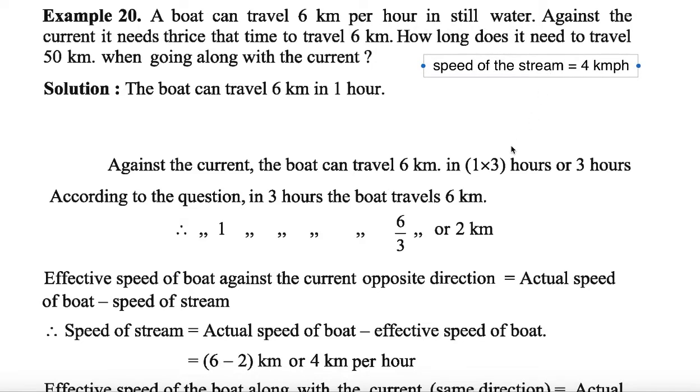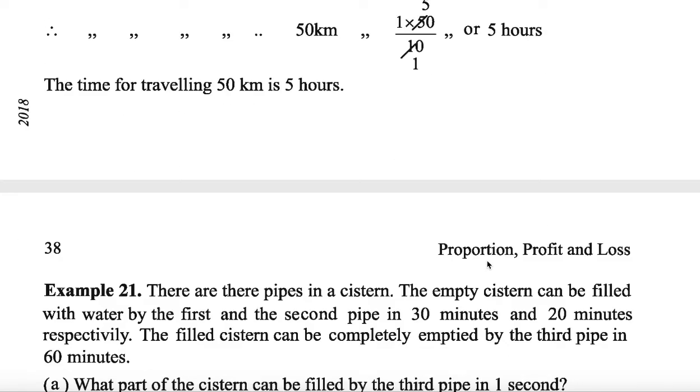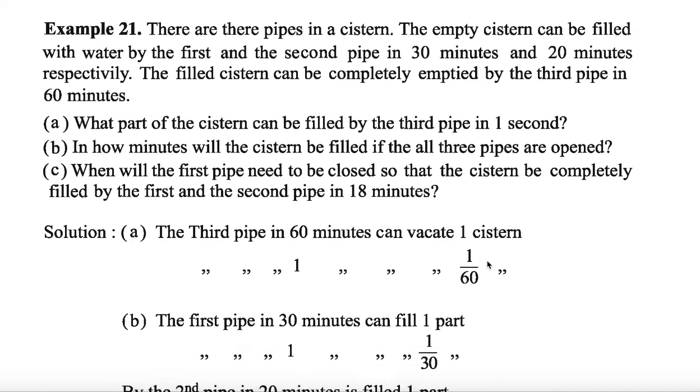How long does it need to travel 50 kilometer when going along with the current? Now you can add both the speeds when you are going along with the current, that means downstream, that is 10 km per hour. Time is distance upon the speed, so 50 upon the effective speed, which is 10 in this case, so it takes 5 hours. Okay, that is how you have to proceed.